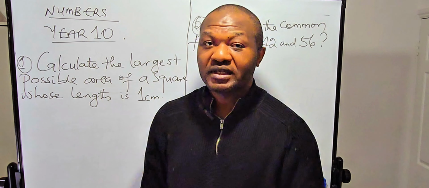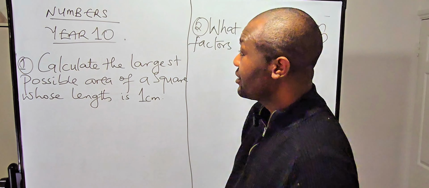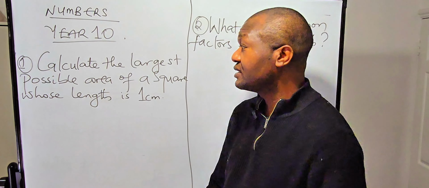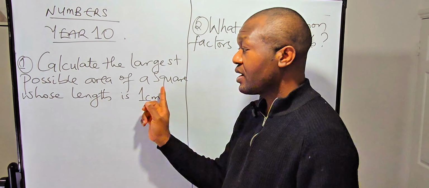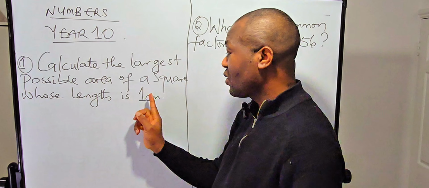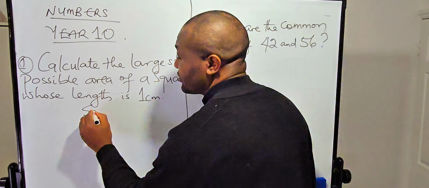We're still looking at numbers for year 10. We're playing with different numbers. And the question before us today says, calculate the largest possible area of a square whose length is 1 centimeter. Solution.